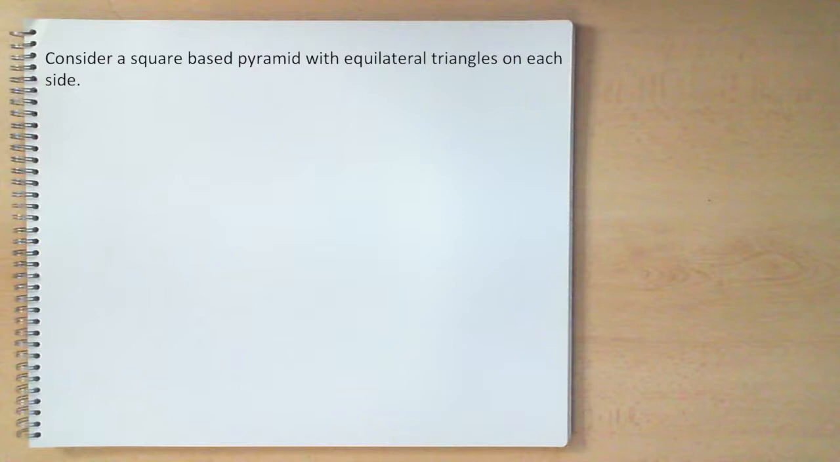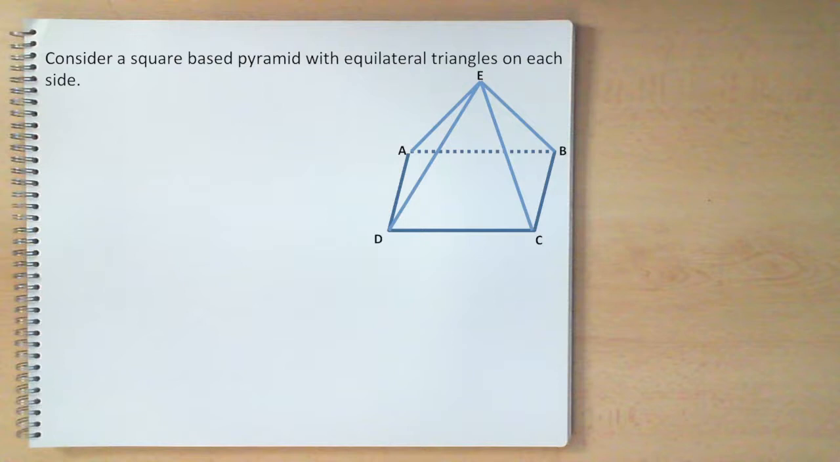We're going to look in this video at a square-based pyramid with equilateral triangles on each side. This makes it slightly simpler, but the methods are the same whatever the shape of the pyramid and whatever the shape of the triangles up the sides. So let's draw what this pyramid looks like. It's got a square base and it's got triangles making up the face on each side. The base has edges of 10 centimeters in this case.